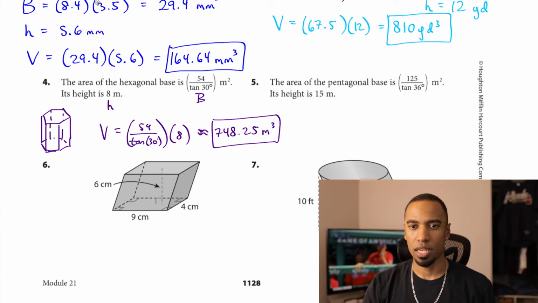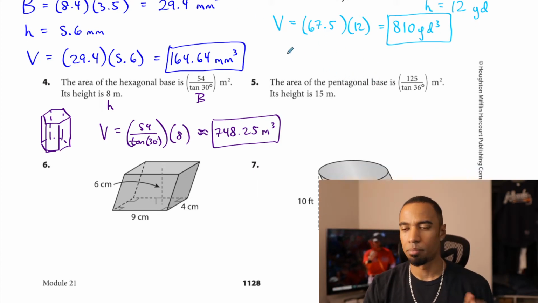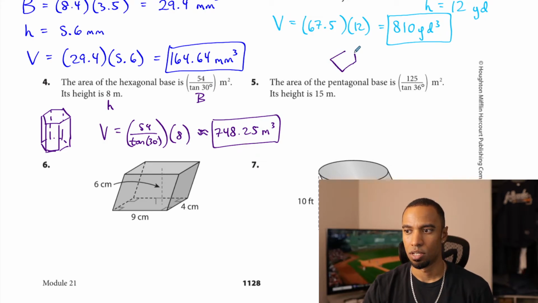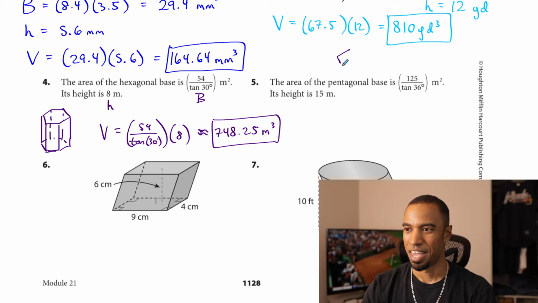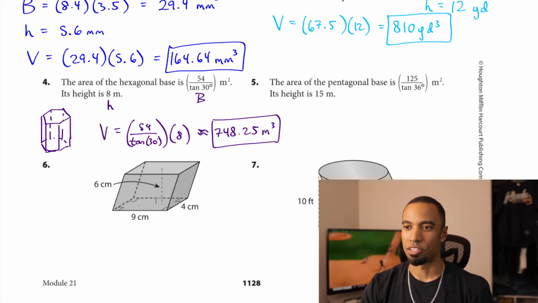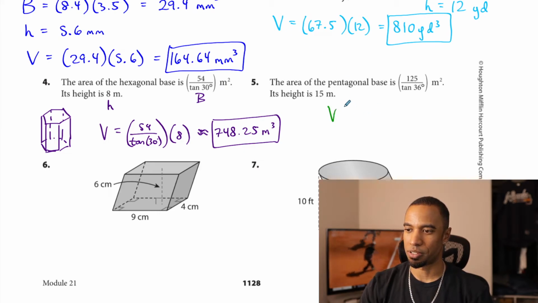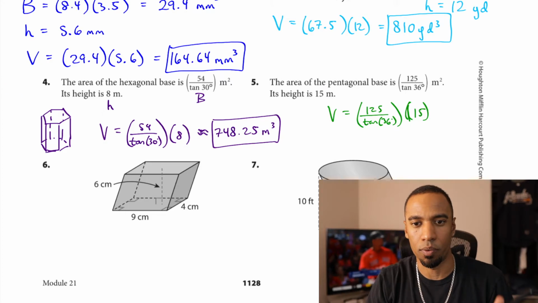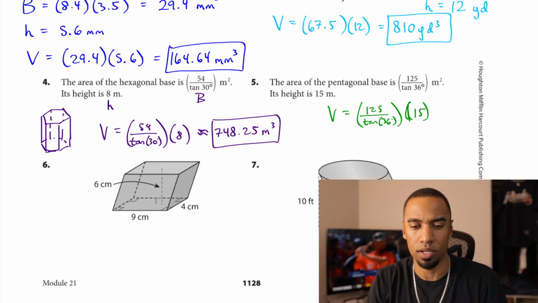Okay, number 5 looks like it's doing the same thing. Pentagonal prism. I'm going to not draw it, but I'll tell you, a pentagon is 5 sides, and then the prism goes from there. So same thing, guys. Volume is area of base times height. Let's check it out. Area of base is 125 over tangent of 36 degrees, and then times a height of 15. Sorry, that chugged a little bit. So let's go back to the calculator with that. Just make sure, again, you're in degrees when you do it and you're not in radians.